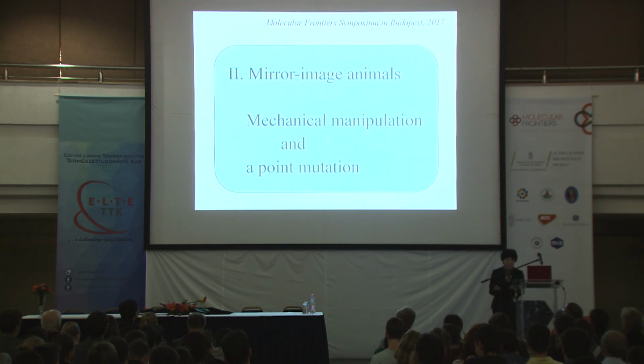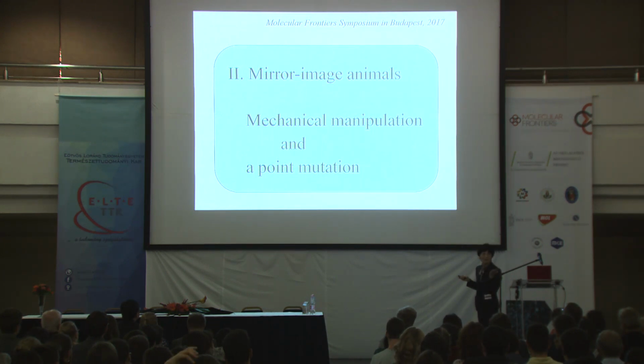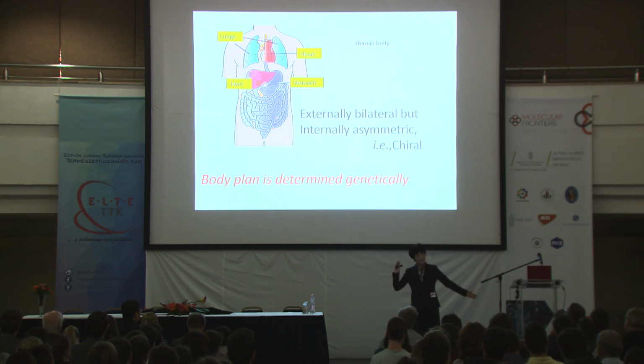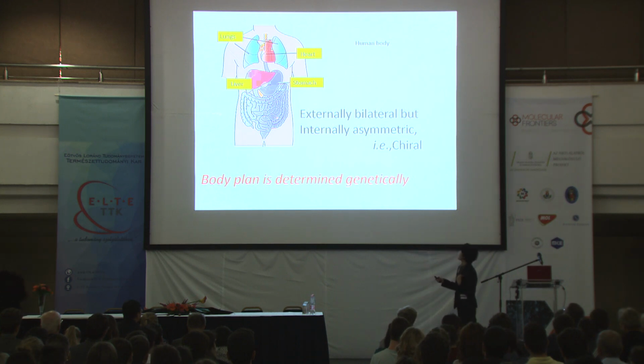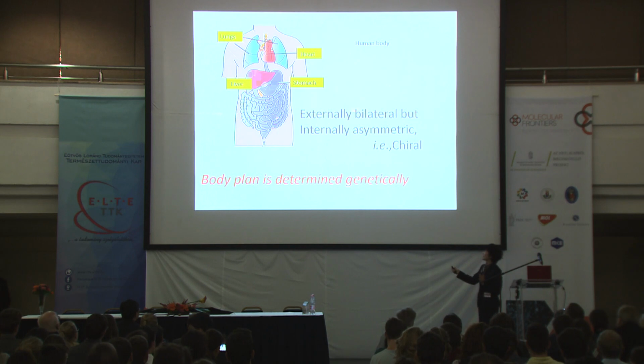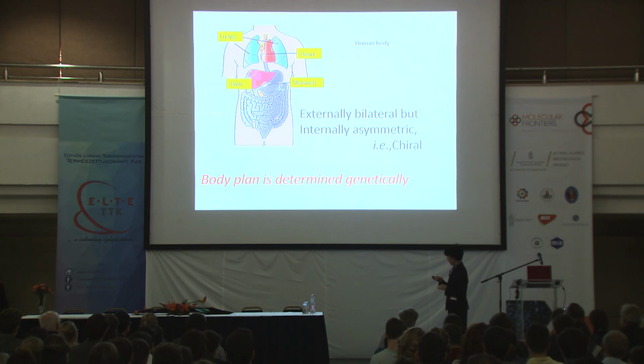So let's go to the main topic, mirror image animals. Isn't it strange? Mirror image animals? Now, there's a midline; if I had a mirror here, I am made up of left-handed and right-handed halves, you can hold it like this. But internal organs are different. You can see the lungs are actually not mirror images of each other, they are slightly different. The heart is only one and on the left-hand side, the gut is coiled in one direction. So we are not bilateral internally. And that is determined by genes. That is the fascinating part.